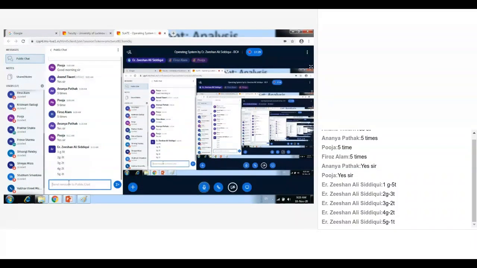Now can you do the analysis here? If you have 1 frame, then there are 5 page faults. If you have 2 frames, then you have 3 page faults. If you have 3 frames, then 2 page faults. If you have 4 frames, then 2 page faults. And if you have 5 frames, then only 1 page fault. So here you can see that this is in decreasing order, or sometimes it is parallel also, depending upon the situation. So now you get a fair idea how it is working.